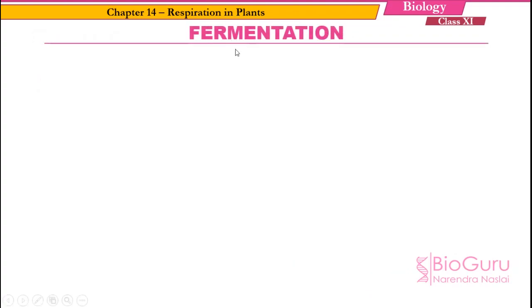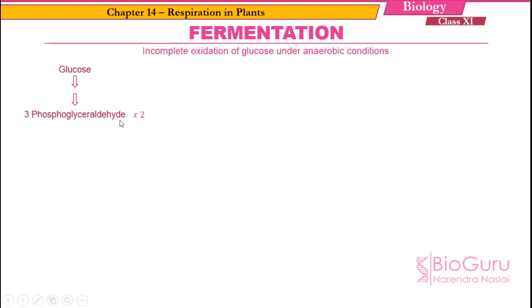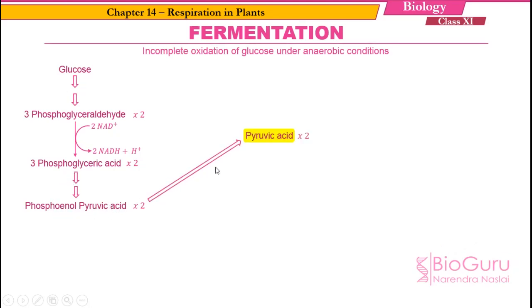Now let us study fermentation. What is fermentation? Fermentation is the incomplete oxidation of glucose under anaerobic condition. Glucose will get converted into 3-phosphoglyceraldehyde and then to 3-phosphoglyceric acid, where NADH is produced. Then it will get converted into phosphoenol pyruvic acid. Further, this will get converted into 2 molecules of pyruvic acid. The whole process is glycolysis, where NADH and 2 molecules of pyruvic acid are produced.